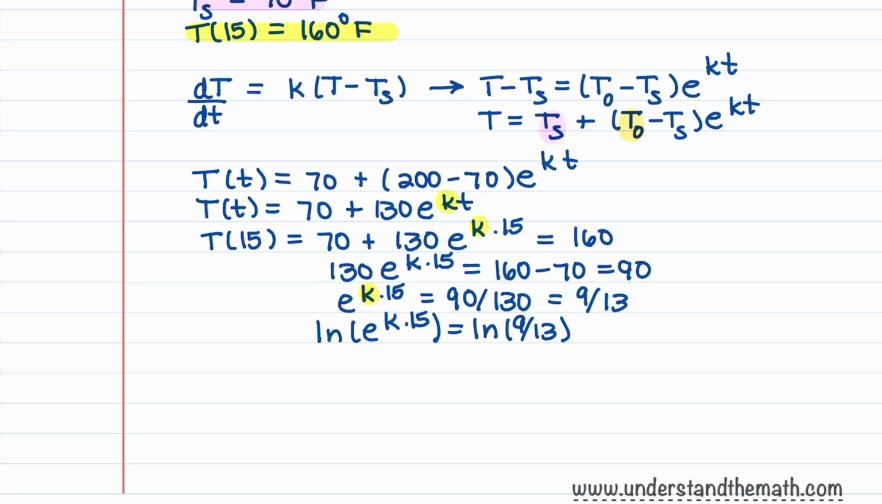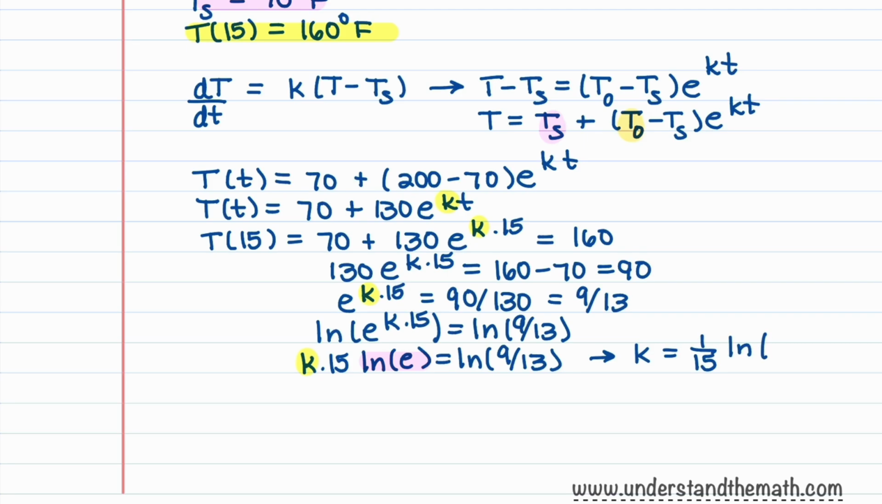We can pull the k times the 15 out in front. So we have k times 15 times natural log of e is natural log of 9 over 13. Natural log of e is just 1. So let's find k by dividing both sides of the equation by 15. And we get that k is equal to 1 over 15 times natural log 9 over 13.